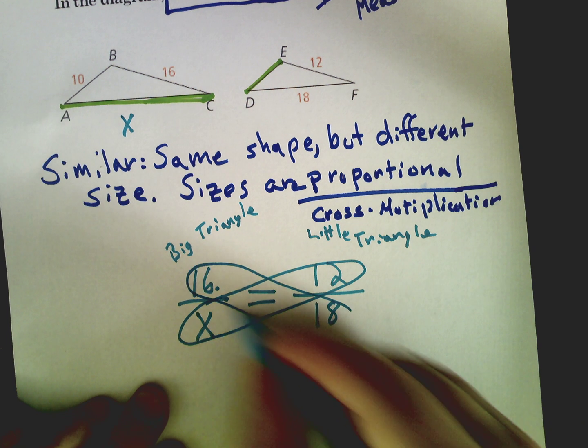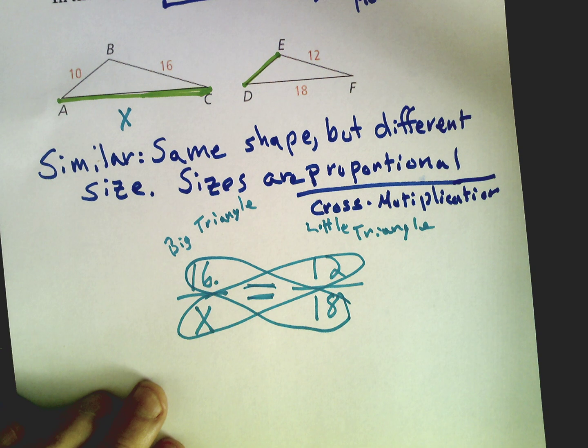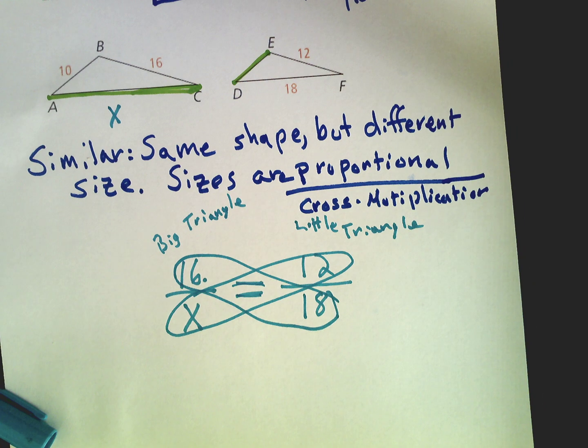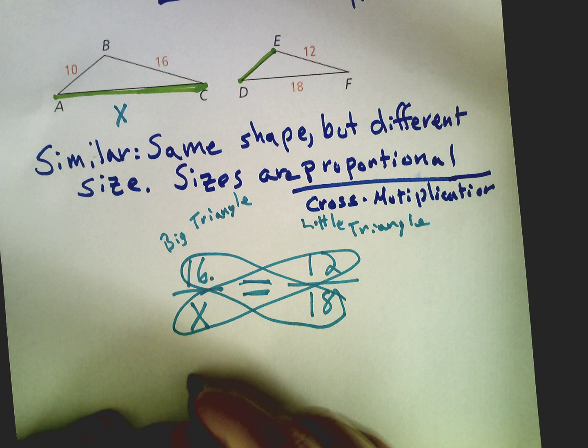Butterfly method. Remember, we only use this type of multiplication when there's an equal sign between them. That's the only time you're allowed to use cross multiplication. So I'm going to do a little bit more work, take out a purple one. 12 times x is 12x.